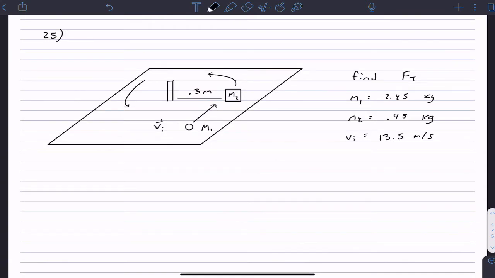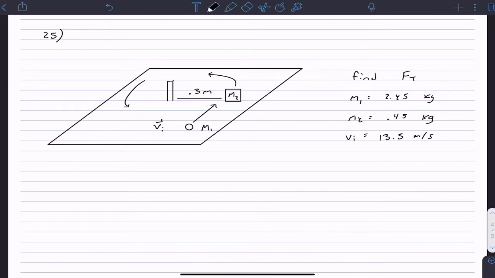Okay, so we are given this setup where we have a ball with an initial velocity flying at a block that's tethered to a pole on a table. This thing is flying straight and it's going to collide with this block, and because the block is tied to this pole, it's going to do circles. So we want to know what is the tension force.